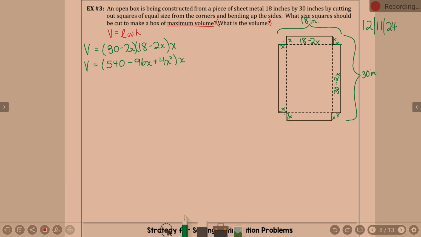And then I'm going to distribute the x if you haven't already. 540x minus 96x squared plus 4x cubed. Okay? Just practicing our algebra skills there. Now, we're trying to maximize, right? So we want to look for the derivative and find those critical points. So take the derivative.